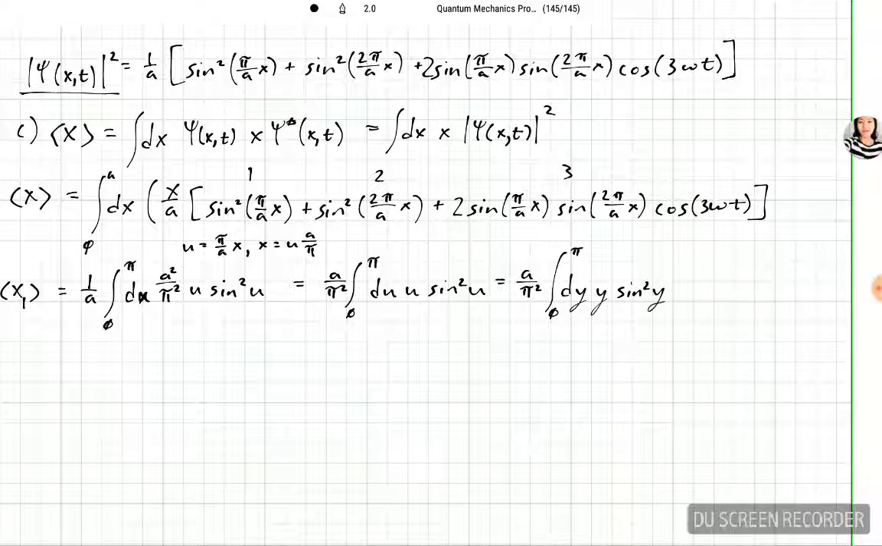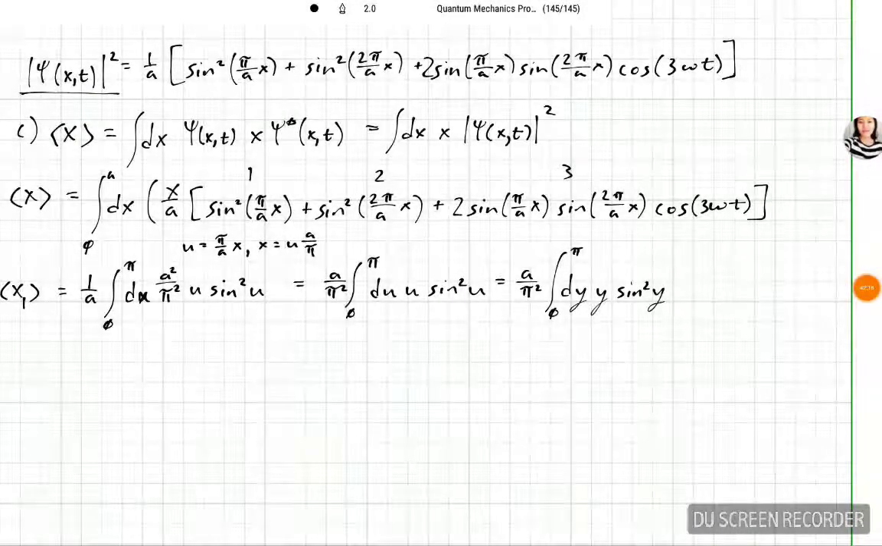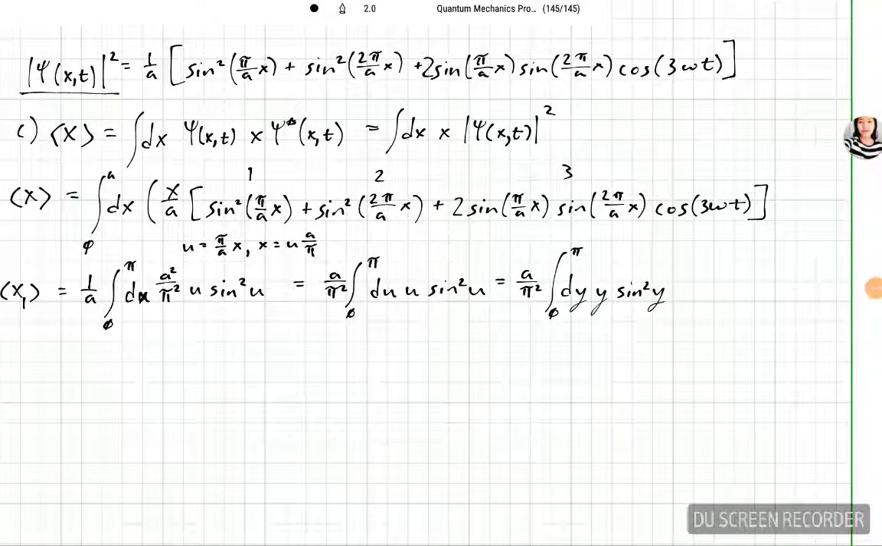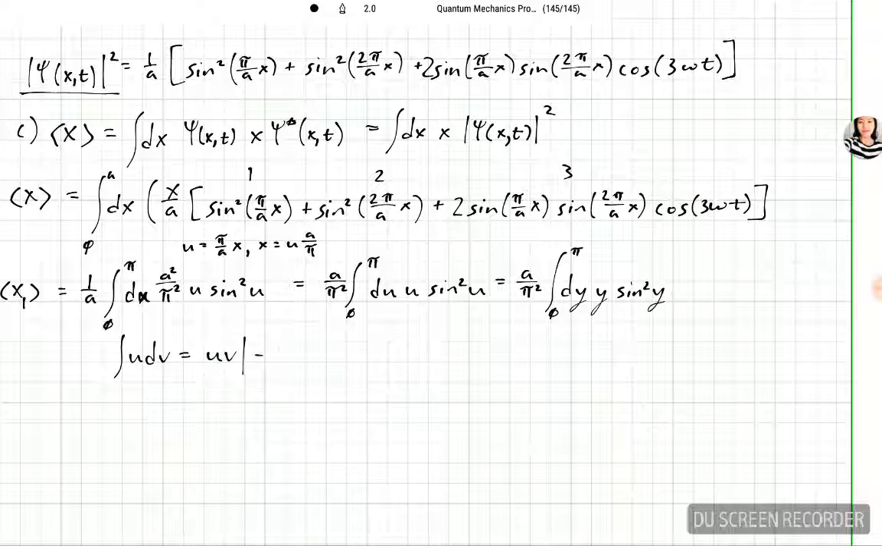Okay, now I'm going to go ahead and integrate by parts. So my integration by parts, that's just where we have the integral of u dv equals uv minus the integral of v du. So in this case, my u is going to be y, so if I take du, I get 1. And then my dv is sine squared, because I already know how to integrate that. That is going to be y over 2 minus 1/4 sine 2y.